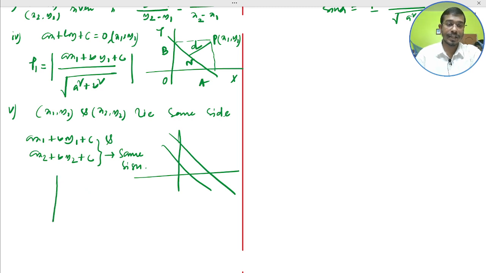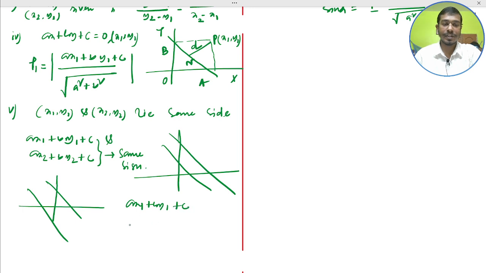And it would become the opposite side, that means this one and that one, if ax1 plus by1 plus c and ax2 plus by2 plus c have opposite signs, in a different corner, different side. Here it would become the same side. Here the different side means the opposite side. This is the origin.